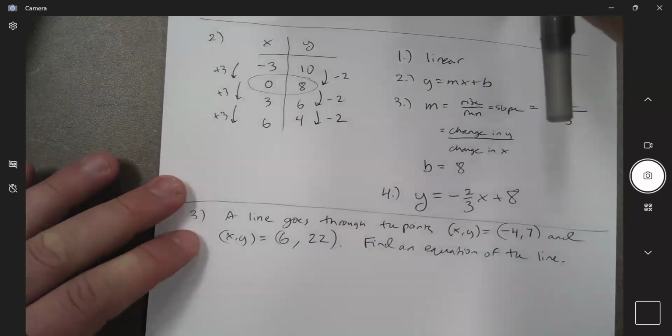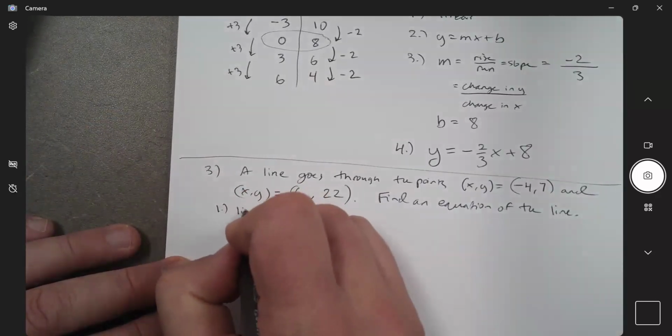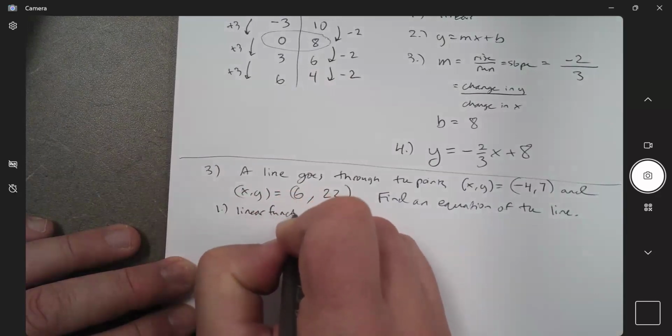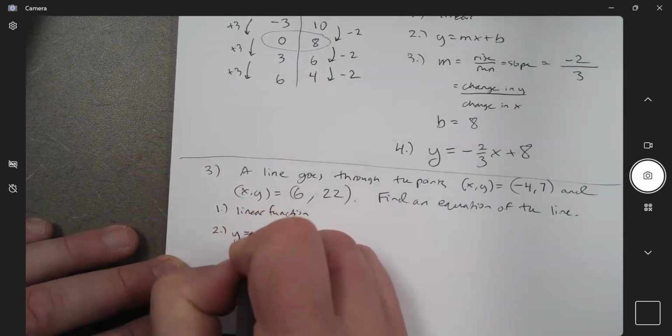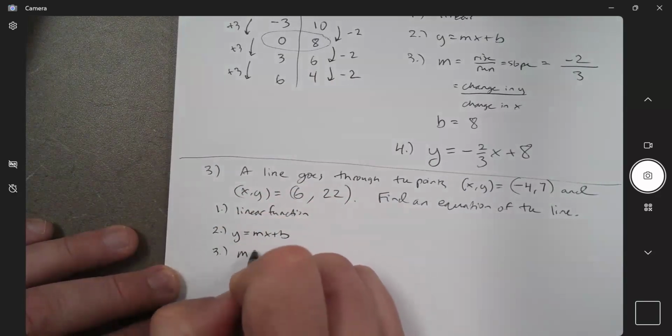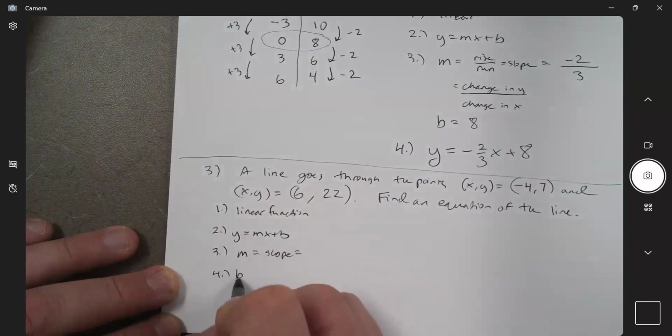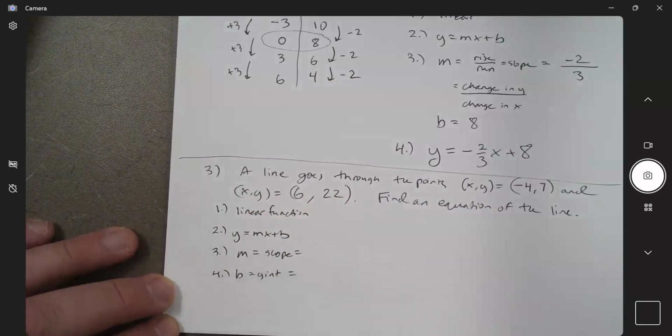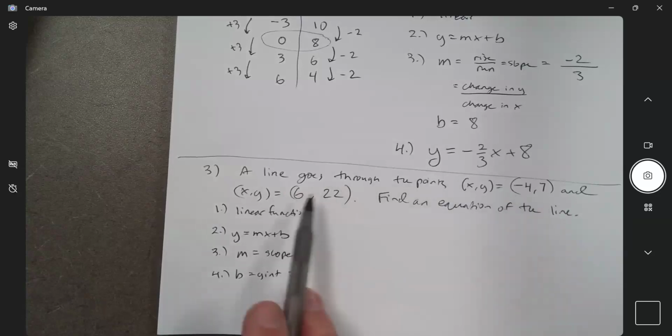We're still going to do our same process. Step one is, what kind of function is this? Well, it's linear because they told us it's linear. And that means y equals mx plus b is what we need. So we're looking for the m, which is the slope. And we're looking for the b, which is the y-intercept. Unfortunately, neither of our points has x equals 0, so we can't just read off our y-intercept.